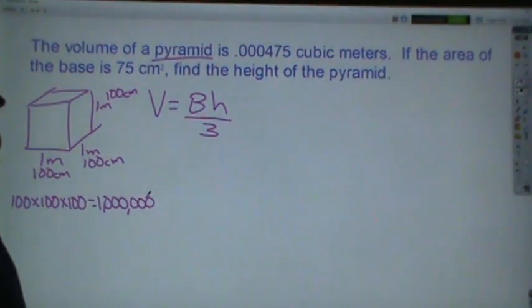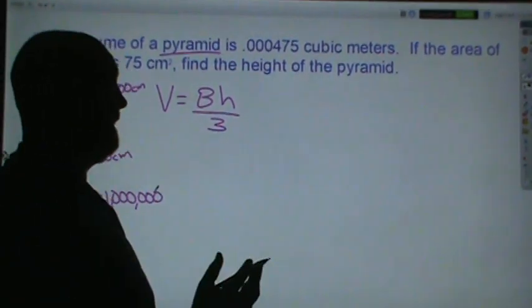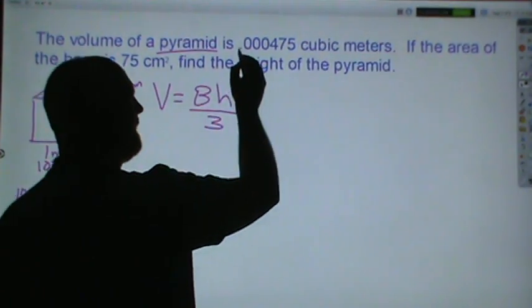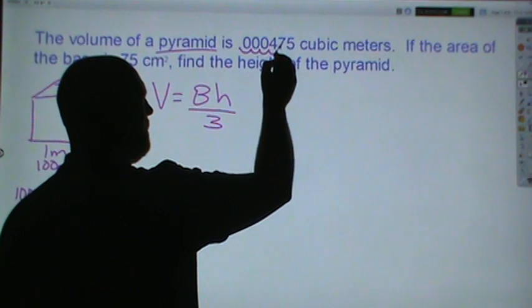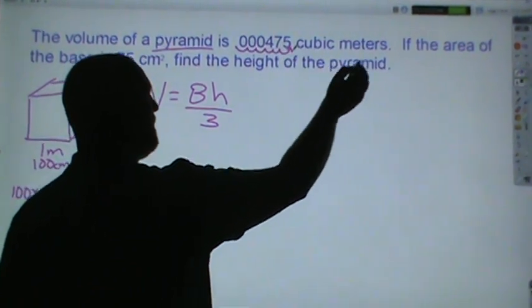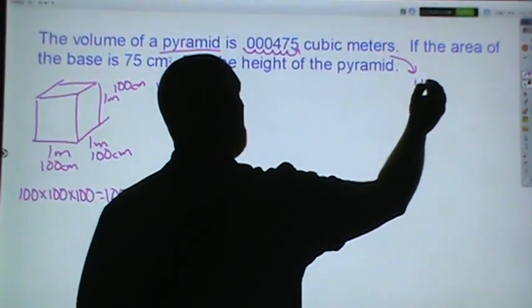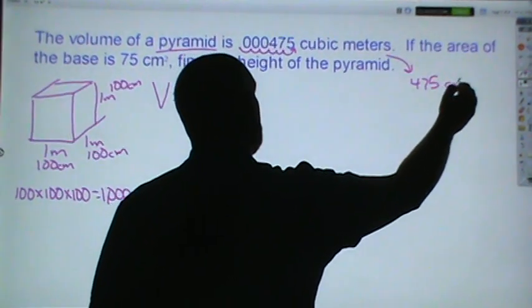So I have to multiply this number right here by 1 million, which really isn't that hard. All I have to do is move the decimal place 6 places to the right. 1, 2, 3, 4, 5, 6. And this becomes 475 cubic centimeters.